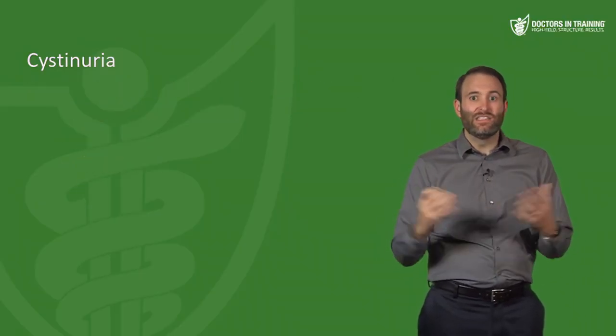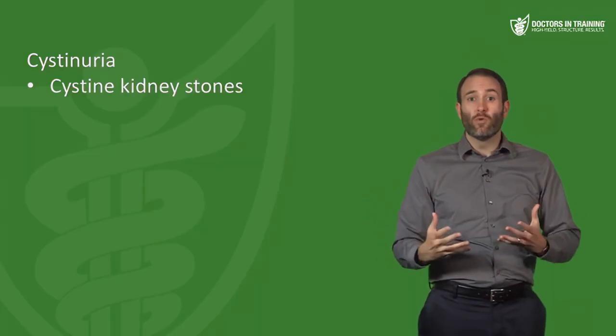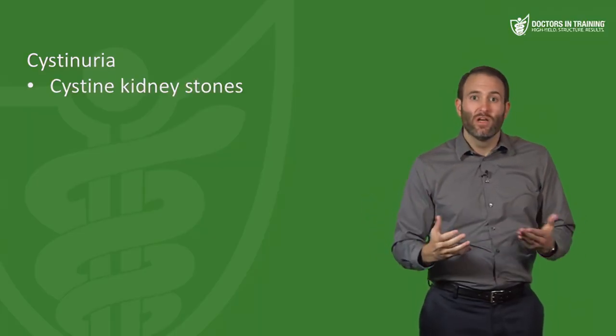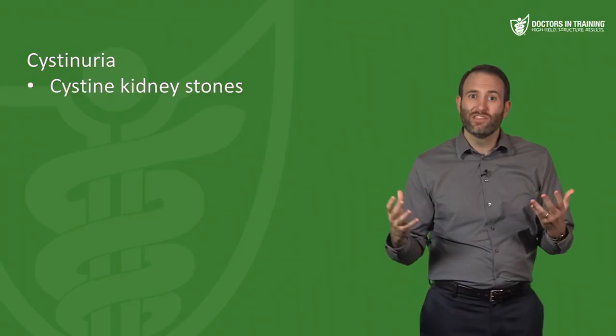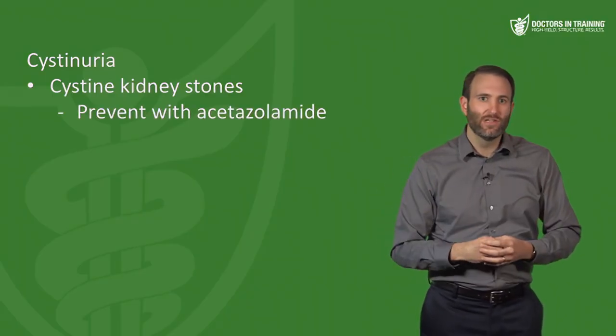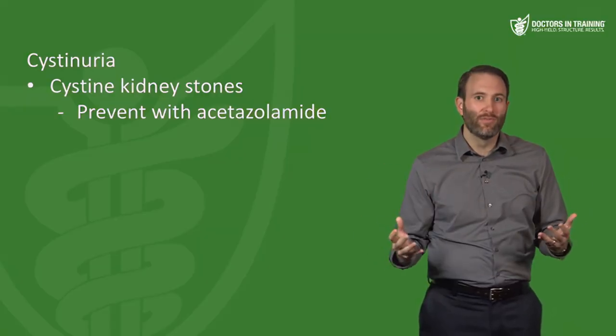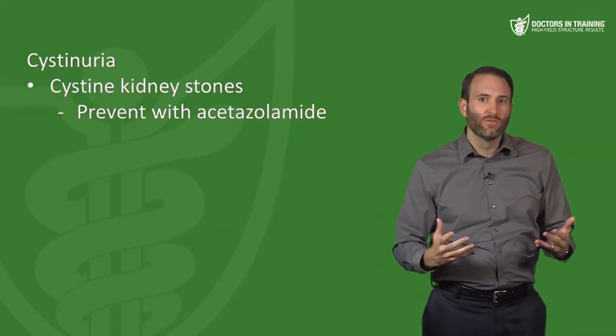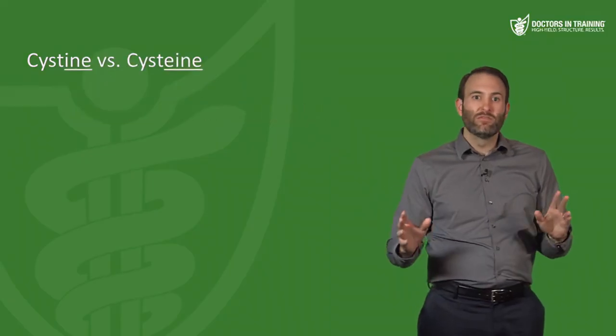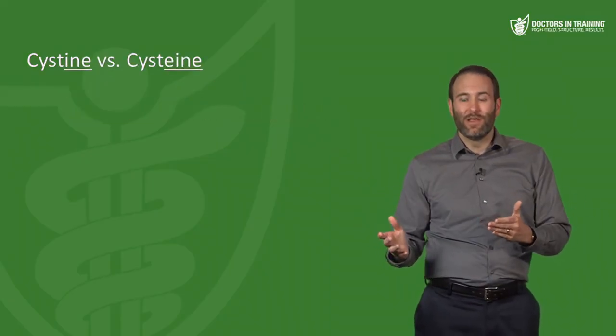So why is cysteine in your urine a problem? Well, you can form cysteine kidney stones. And the way you want to prevent this and to treat this is with something called acetazolamide. So acetazolamide is a carbonic anhydrase inhibitor that is going to alkalize the urine and prevent the development of those kidney stones.